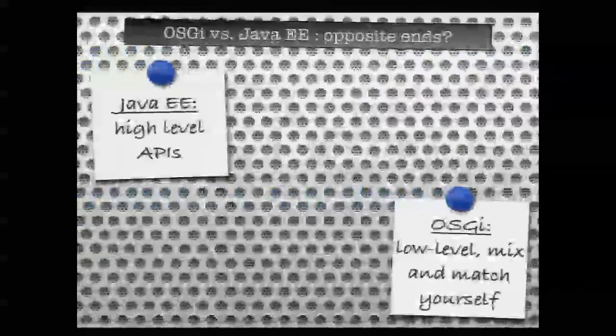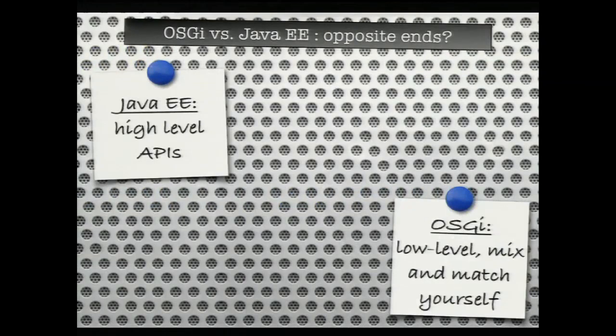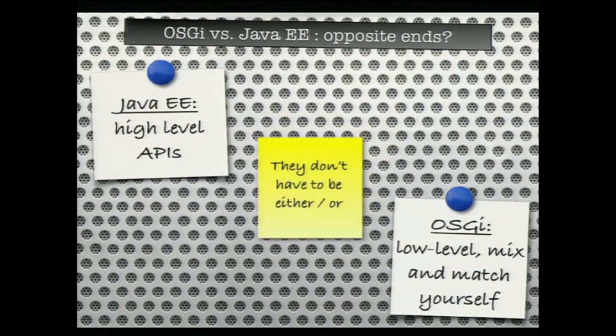So at first you think, well, OSGi is kind of the low-level stuff, and you have to do everything yourself, right? So it's in the bottom right-hand corner over there. And on the other hand, we have Java EE, which is known for its high-level APIs, so this will probably not work together, right? And in the past couple of years, I think that was exactly the case. So the EE world was completely agnostic of the OSGi world, and the other way around as well. So OSGi had nothing to do with EE. But things are changing right now, so they don't have to be either or anymore, and that's exactly what we're going to show you.